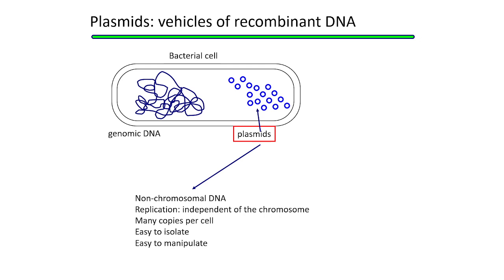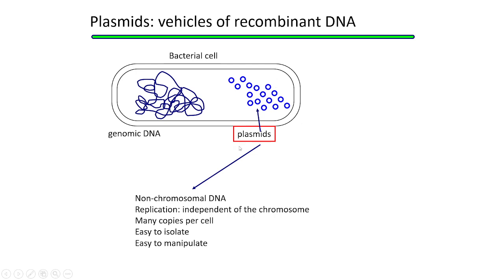So the next thing is about plasmids, which we know as the vehicles of recombinant DNA. So these are our plasmids. Here we have the genomic DNA. This is a bacterial cell where we have the genomic DNA and the plasmids. So what are these plasmids?